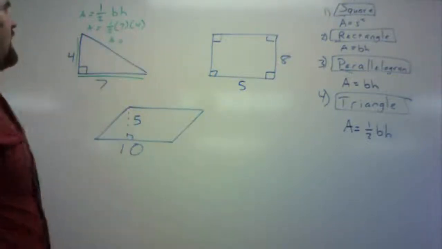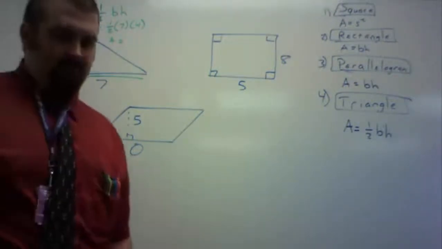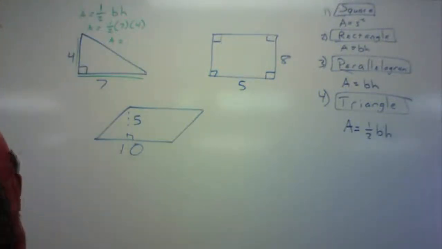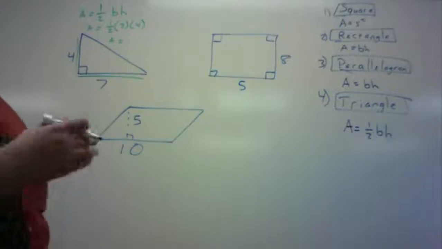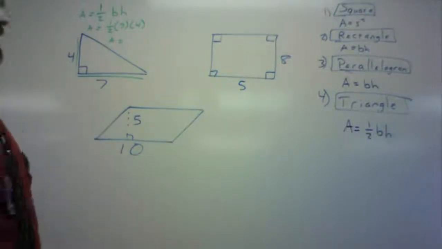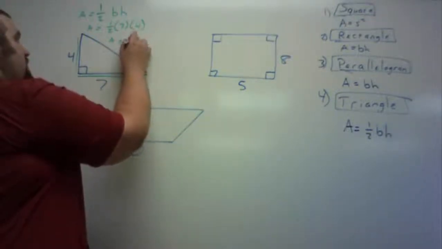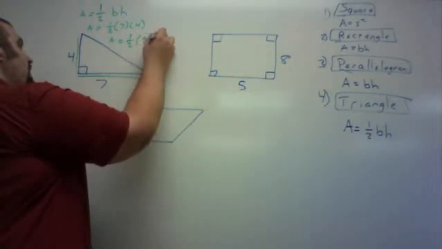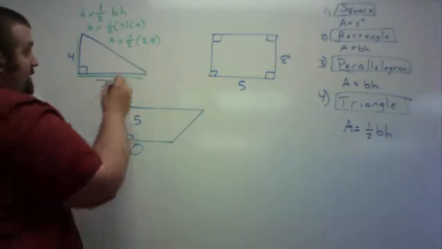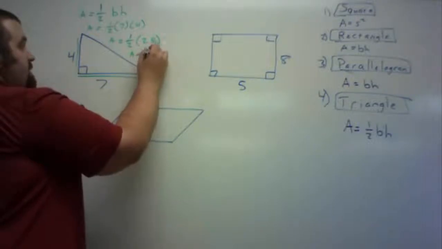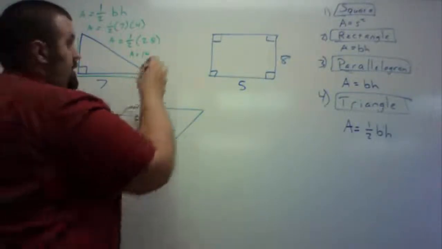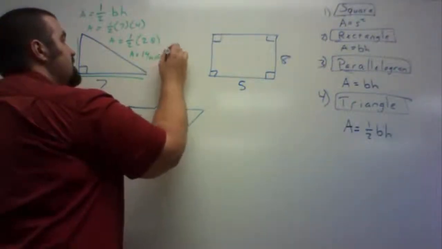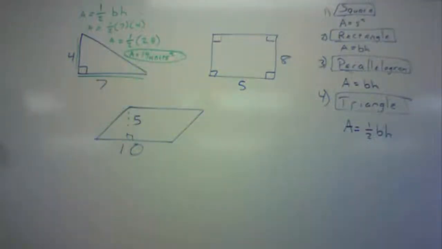Now, 1/2, 7, and 4 are all multiplying. Order doesn't matter. I can do 1/2 times 4 first. I can do 4 times 7 first. It honestly doesn't matter. I think I'm going to do 7 times 4 first. I get 28. Half of 28 is 14. And because it's my final answer, units squared. Go ahead and try the next two by applying it to the correct formula.